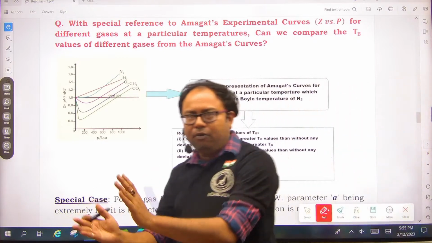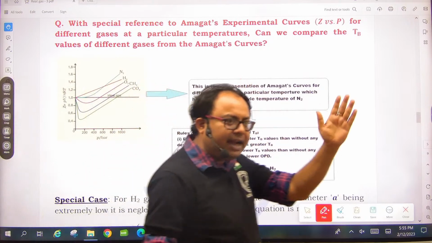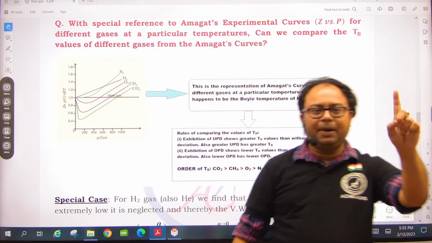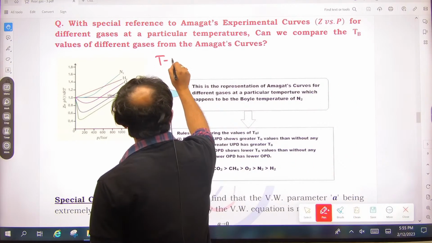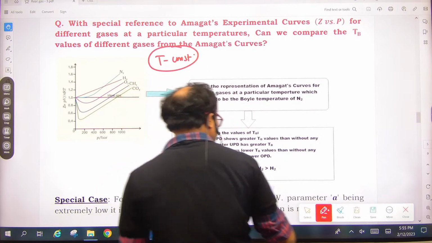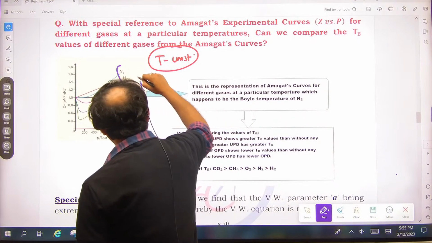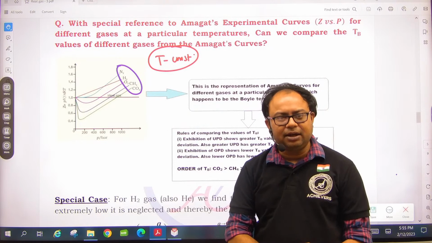Now we will move on to the type 2 plot, where we will be plotting Z with respect to P, but for different gases at a particular temperature. So we will fix a particular temperature, T is constant, and we will be plotting different gases: nitrogen, hydrogen, oxygen, methane, carbon dioxide, etc.